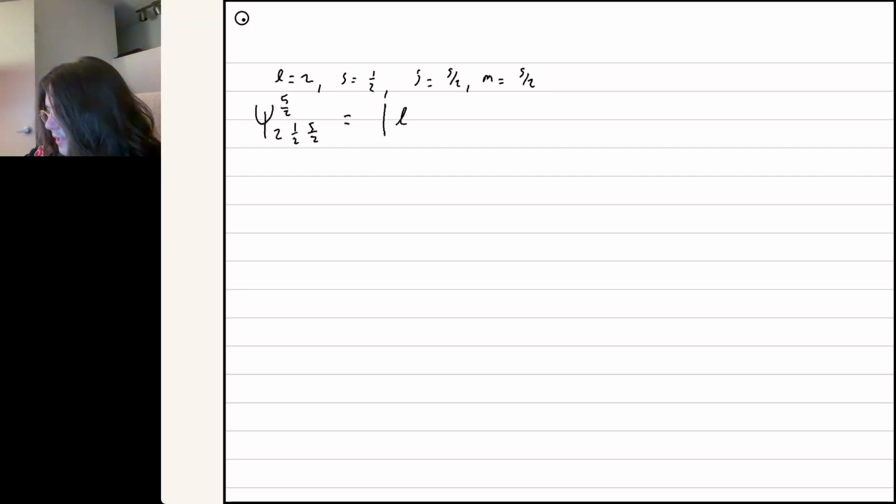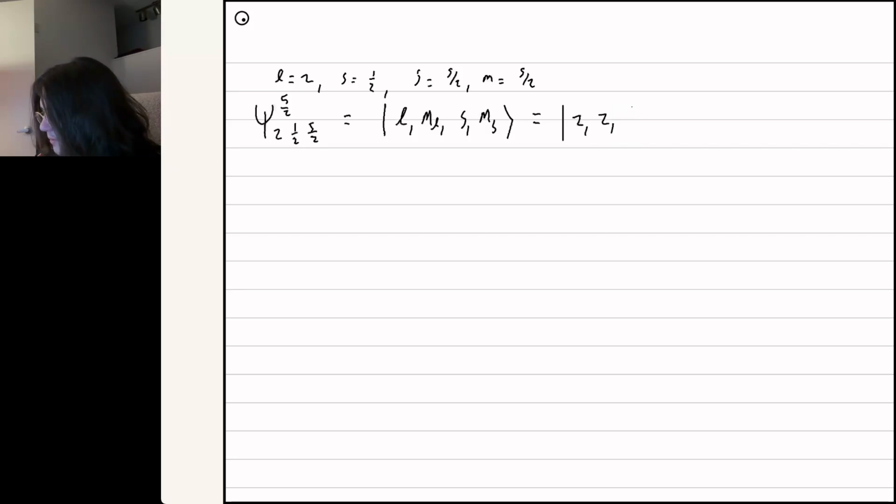where I'm going to use L, ML, S, and MS for my basis. So again, it's exactly equal to the state vector in this case, where L is going to be 2, ML is also 2, S is 1/2, and MS is going to be 1/2. The highest state possible for the system. Okay, that's the first one down.